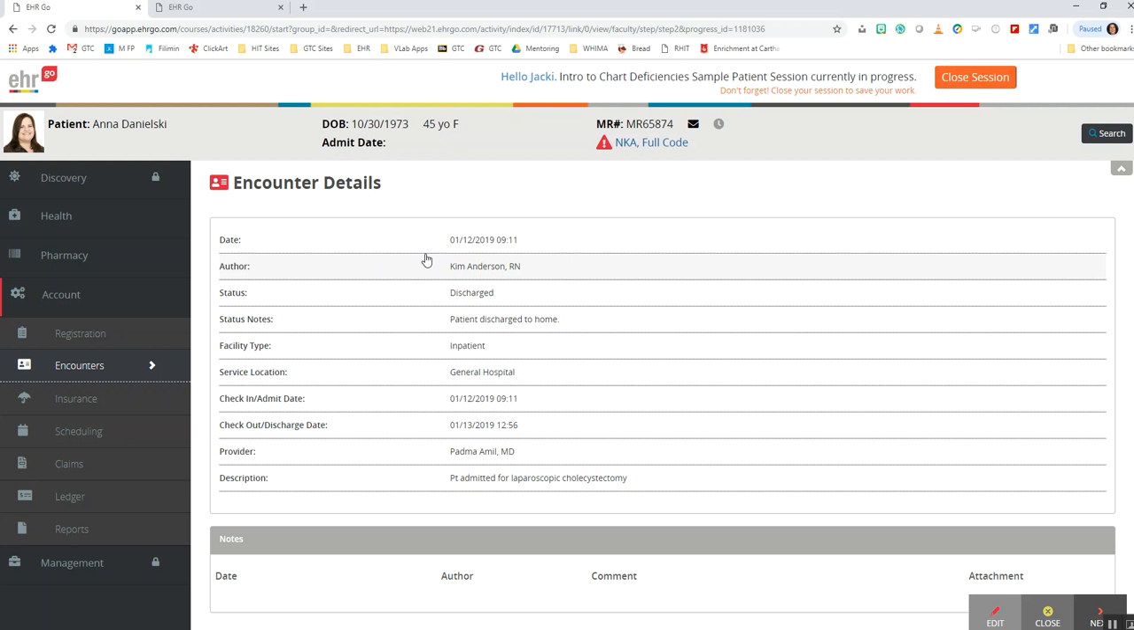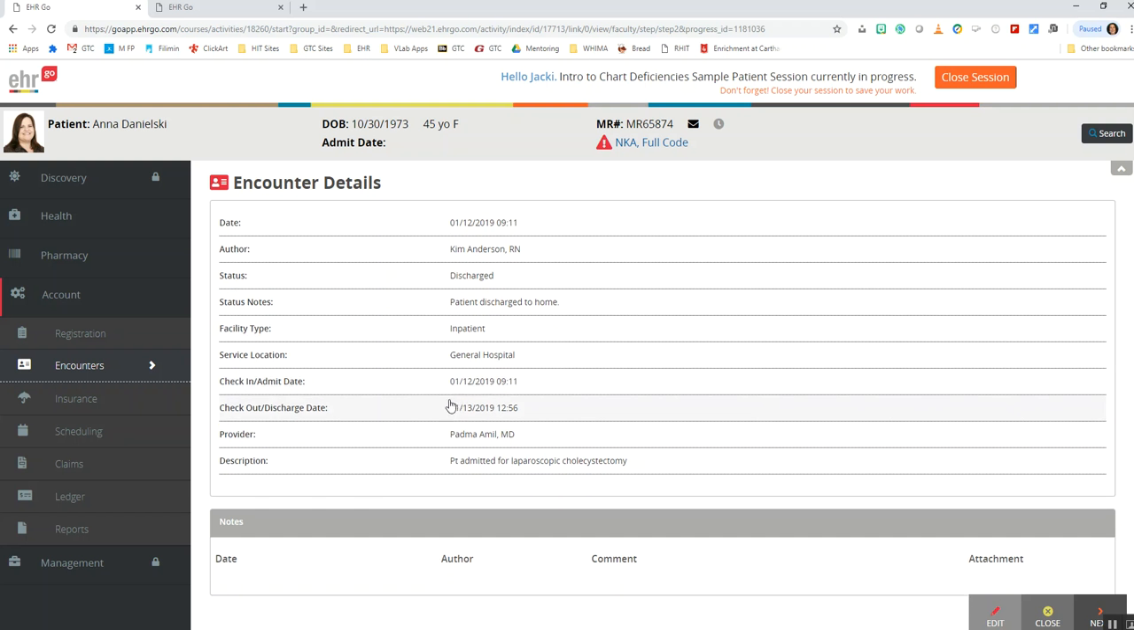So what do we find here in encounters? We see the date that the patient was admitted and the date that the patient was discharged. So we can make an X there. We know the admission date. The type of admission, inpatient. So we'll mark inpatient.